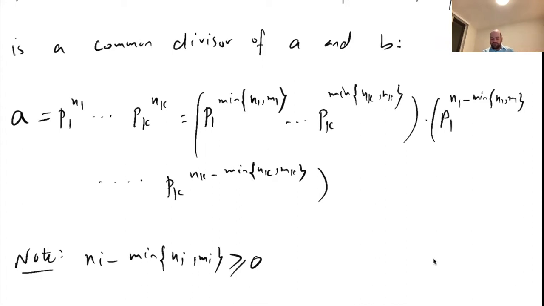Now, if you look at A, this is number A, and I have a number D appeared times this number, which I need to be an integer, and that means I need the powers to be non-negative. What are the powers? Powers of the form Ni minus minimum Ni Mi, which is always non-negative. Why? Because the minimum of two numbers is less than or equal to both numbers, right? So minimum Ni and Mi is of course less than or equal to Ni. Therefore, Ni minus minimum is non-negative.